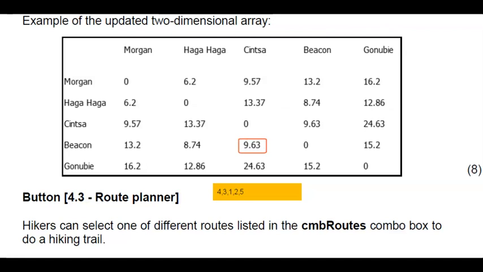Then from Cinsa, which is 3, they'll travel to 1, which is Morgan Bay, and that would be this value here. Then from Morgan Bay, which is 1, they are going to travel to 2, which is Haga Haga. So now we need to find Morgan Bay and Haga Haga, and you need to get hold of that value there. Then from Haga Haga, they will end then at 5, which is Ganubi. So Haga Haga to Ganubi, and you're going to get hold of that value there in the 2D array. So let's have a look at the question.